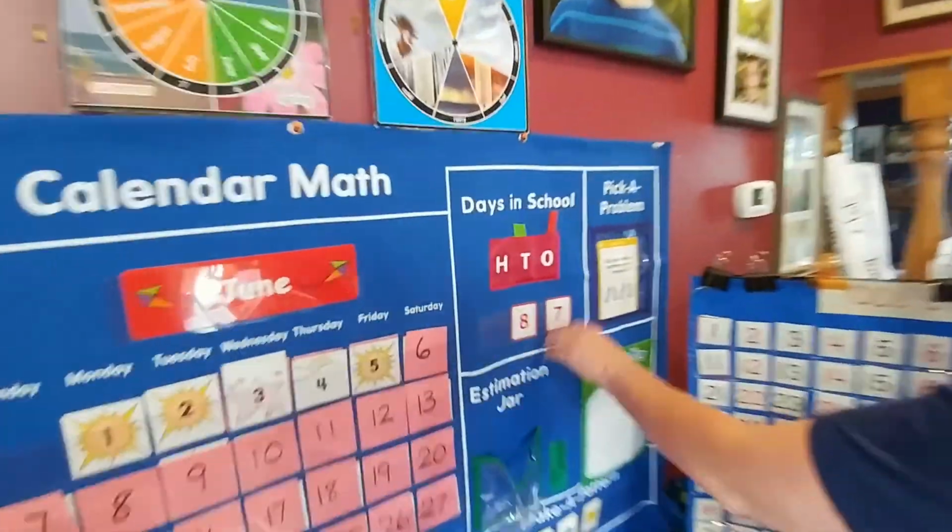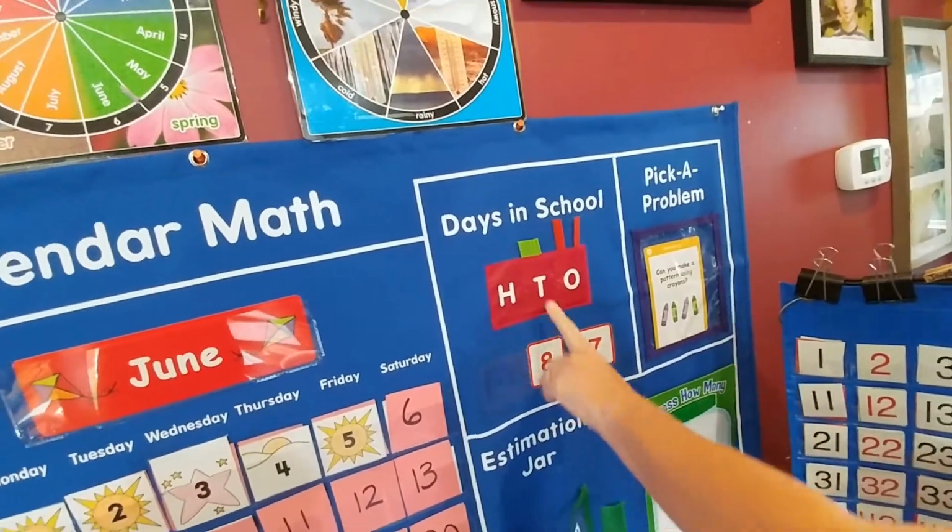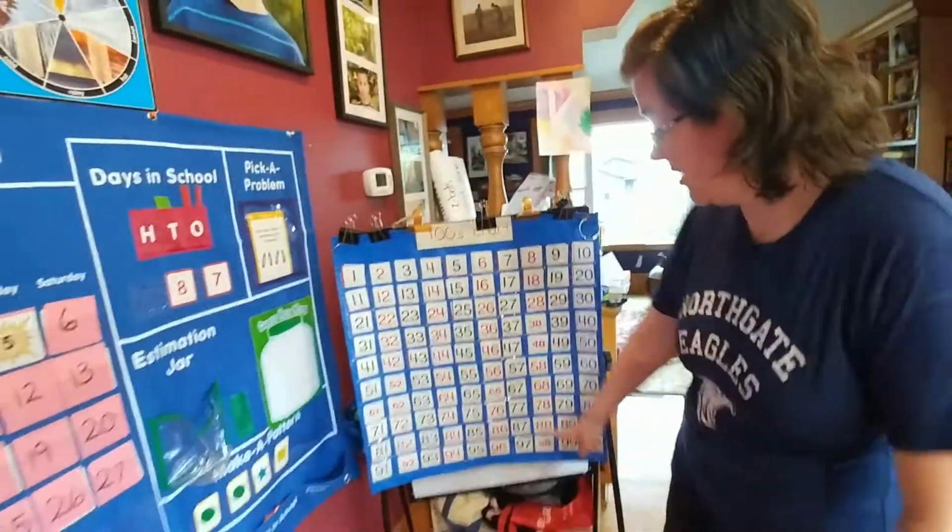We have been home for 87 days. That's 7 groups of 7 ones and 8 groups of 10. 87 on my chart is right here.